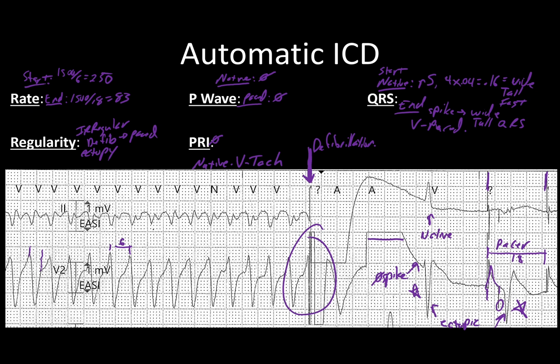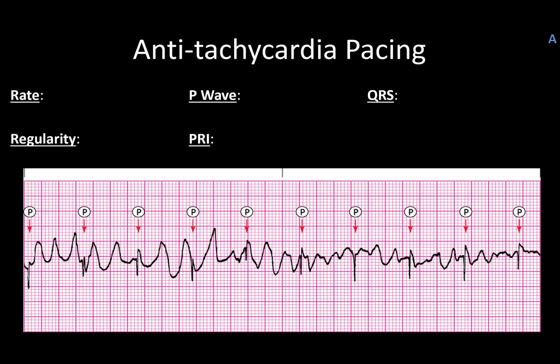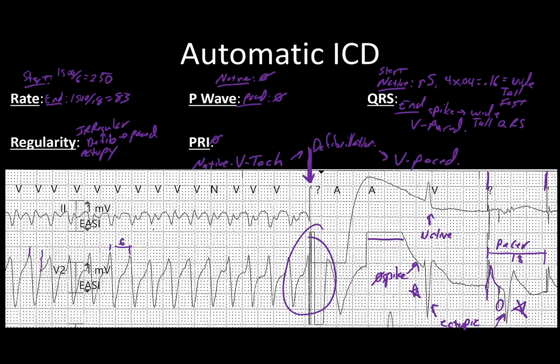And so native V-tach goes into fibrillation, and then we go into V-paced. And that's the most I can tell from this slide, simply by the fact that that's what information's in front of me. It'll be nice to have subsequent strips after that to give me a better idea of what else is going on. Other important things to remind you of: this hurts.